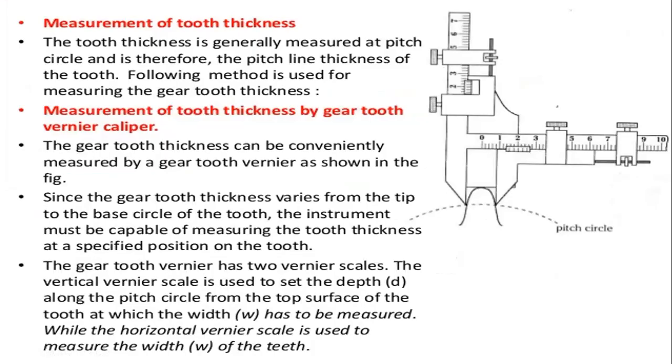So this is the measurement of tooth thickness by using the gear tooth vernier. This is the gear tooth vernier, in which it has the width section and the length section. That is the thickness. Generally it has a main scale and a vernier scale attached to it. So this is the main scale and this is the vernier scale which is attached to it.